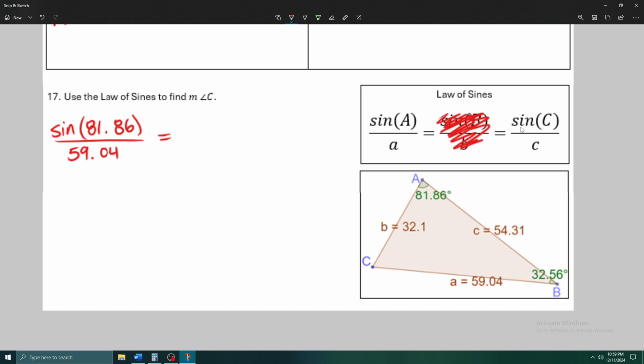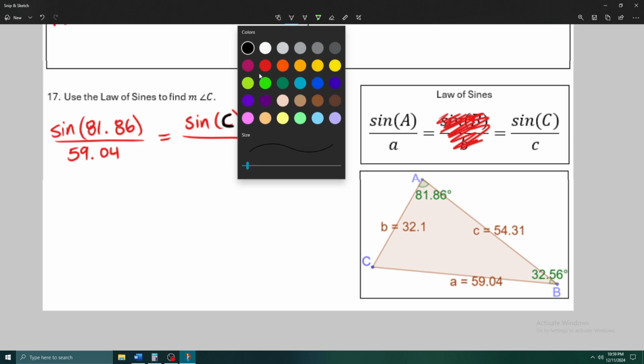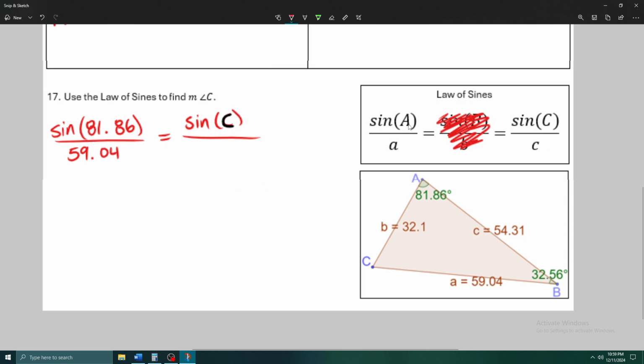Well, I know that that's equal to the sine of C. That's what we're looking for, right? We're looking for angle C. And that's supposed to be an uppercase C, believe it or not. But we're going to keep it uppercase C because we don't know what that is, in fact. Let me color code a little bit. There we go. Big C. The sine of angle C over little c, which is 54.31.